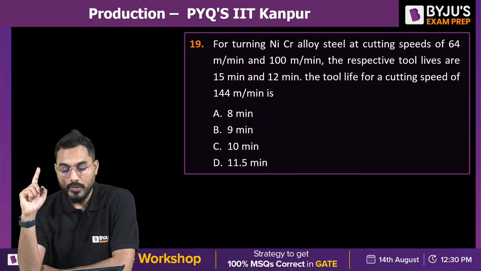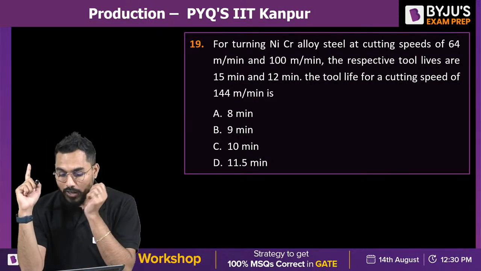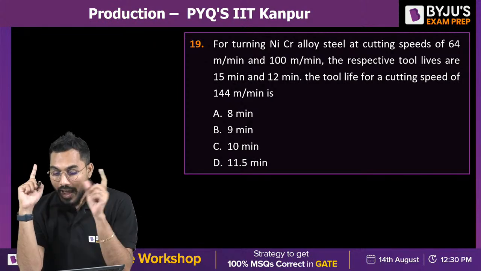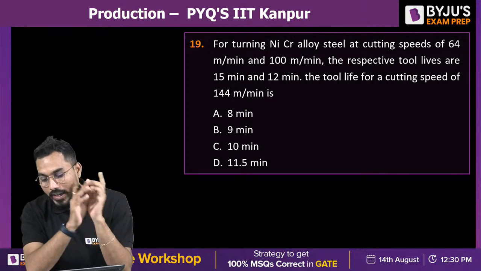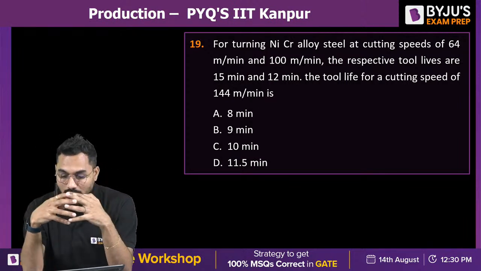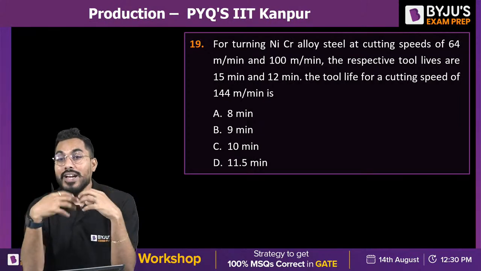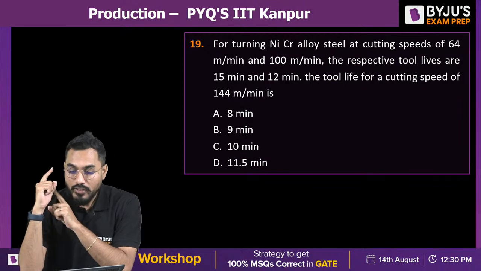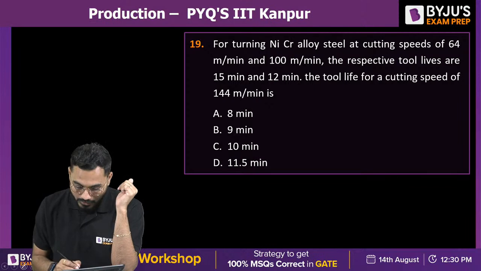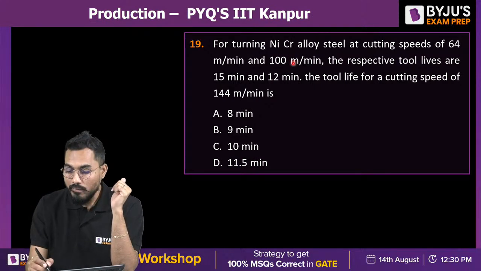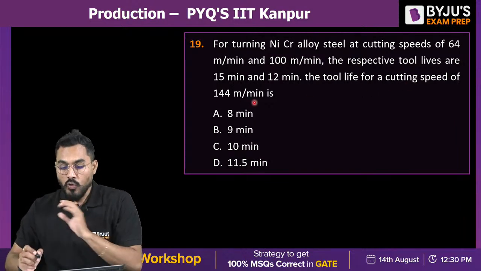For turning nickel chromium alloy steel at a cutting speed of 64 meter per minute and 100 meter per minute, the respective tool lives are 15 minute and 12 minute. So whenever there is one particular nickel chromium alloy steel, for that we are doing cutting operation at different cutting speeds. The cutting speed first of all is 64, then it is 100, and for 64 we get a tool life of 15 minute, and for 100 meter per minute tool life is 12. The tool life for the cutting speed of 144 meter per minute.